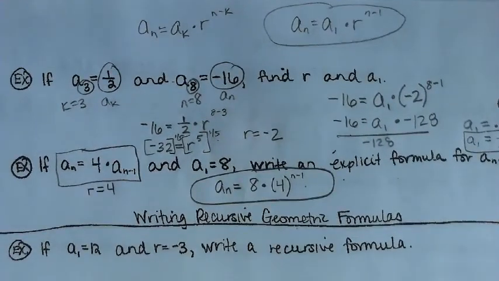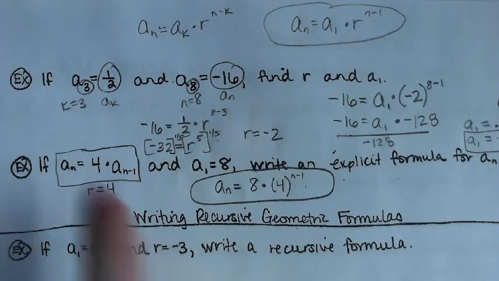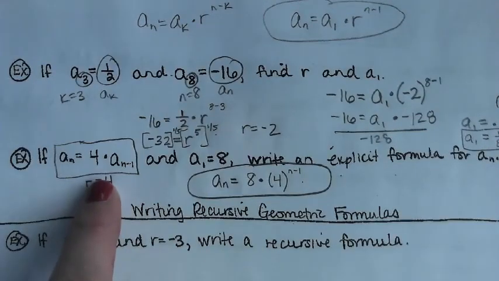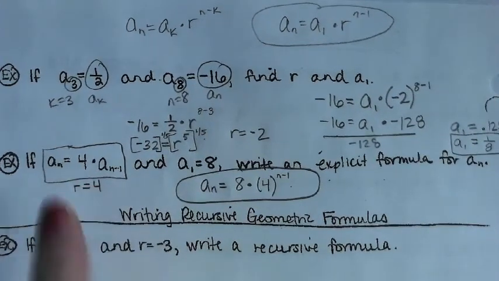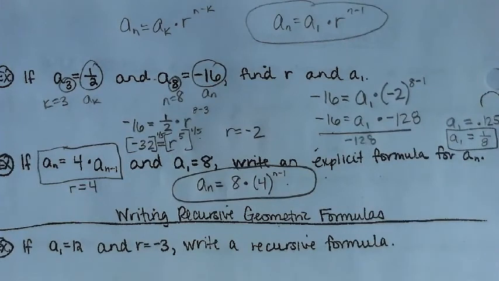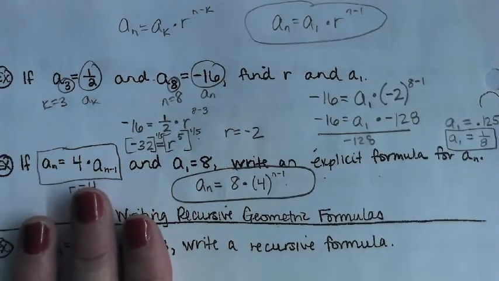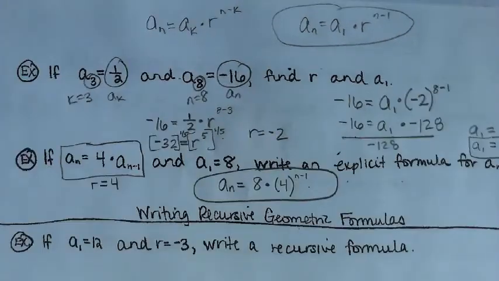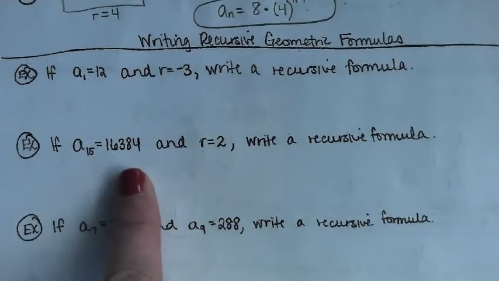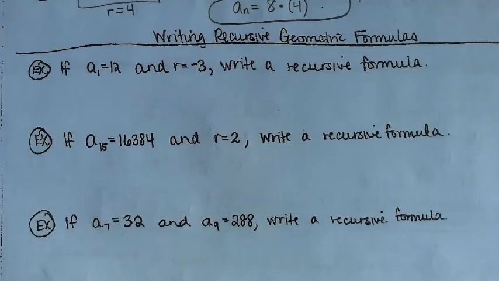So now if we want the 100th term, we don't need the 99th to get it. We don't need the 98th to get that. We can just explicitly jump right to the 100th. Okay? The recursive is a dead giveaway when they have subscripts. Okay? I want to jump to the second example in this next section, which is asking us to write the recursive formula.